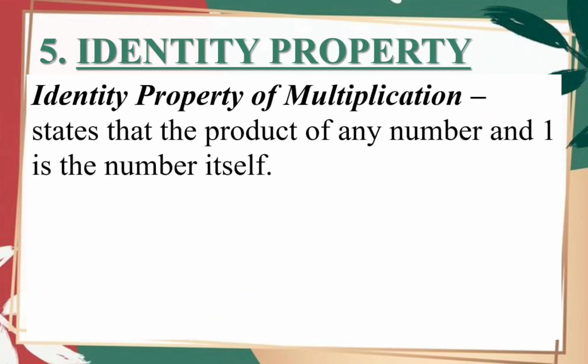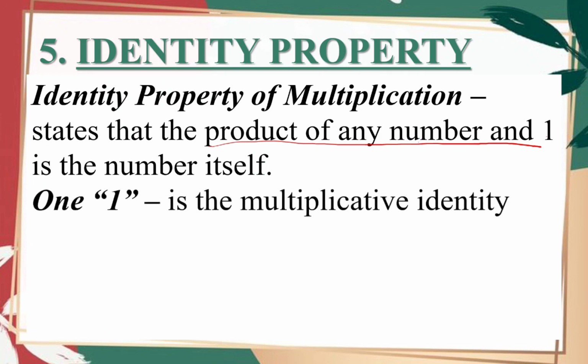Next, we have the identity property of multiplication. It states that the product of any number and 1 is the number itself. Dito naman, ang sagot daw kapag ang number ay minultiply natin sa 1 ay yung number pa rin na yun, or the number itself. In here, 1 is what we call the multiplicative identity.